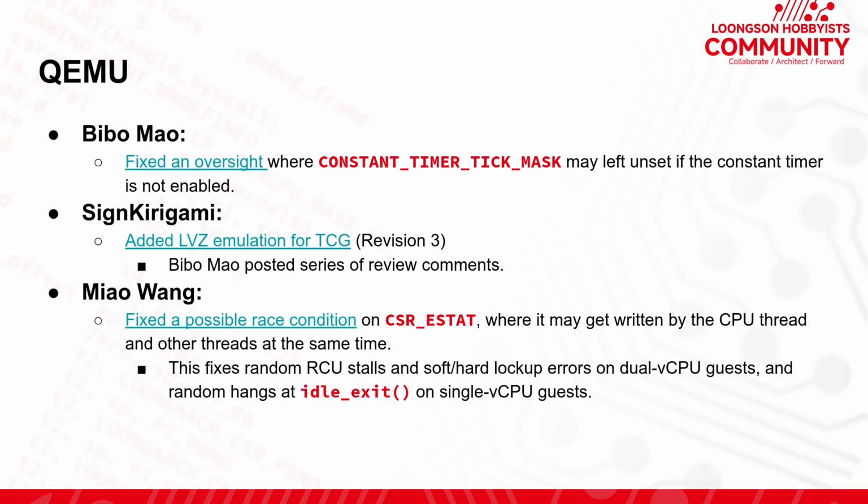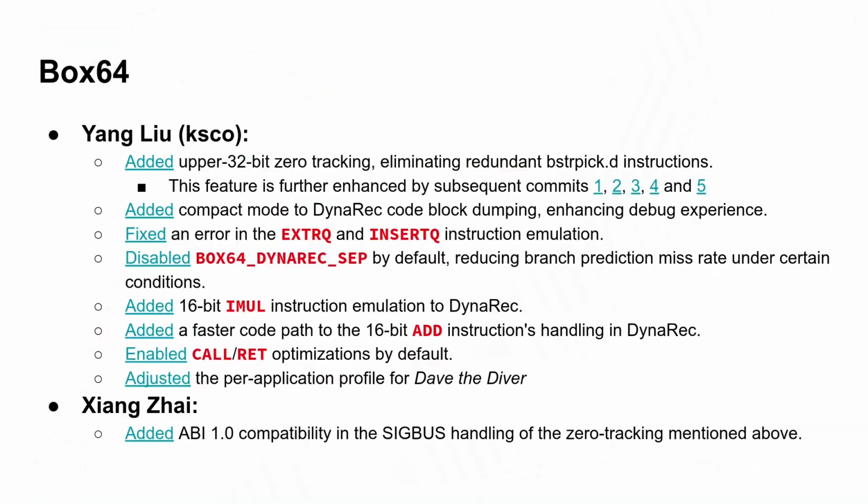Wang Miao fixed a possible race condition on CSR EStat where it may get overwritten by the CPU thread and by other threads at the same time. This should fix random RCU stalls or soft or hard lockup errors on dual vCPU guests, and the random hangs on single vCPU guests. And I should also note that this patch was directed at the TCG emulator, not the KVM accelerated emulation.